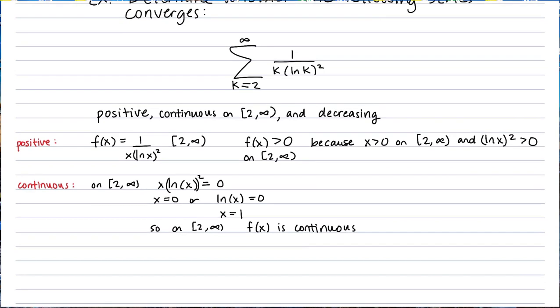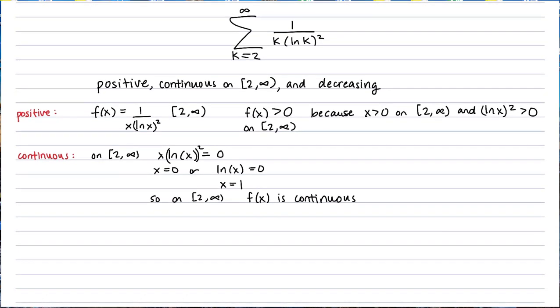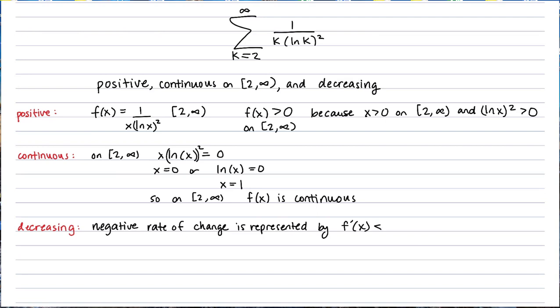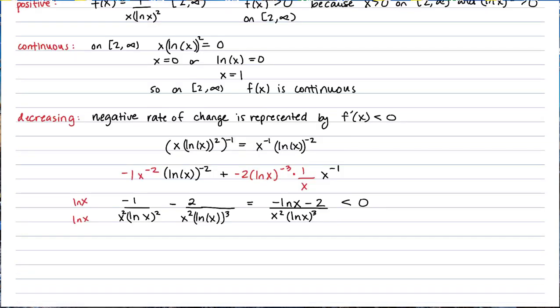Let's take a look at decreasing, which is probably the hardest one to show rigorously. If we wanted to show that a function was decreasing, the rigorous way to do that is to demonstrate that its rate of change is negative. So a negative rate of change is represented by the derivative being negative. To save us a little bit of time, I went ahead and calculated the derivative as I would do it. If you want to go ahead and pause it and really take a look at the product rule here, that's what was applied.